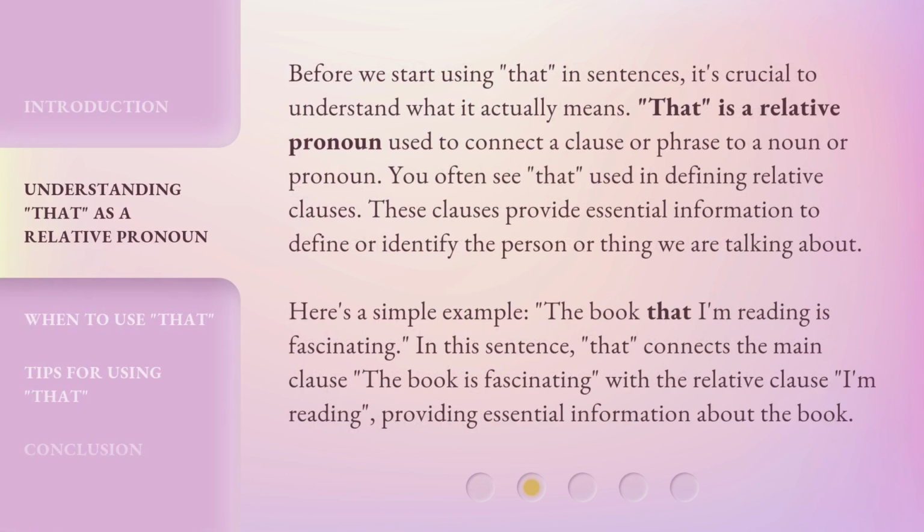Before we start using that in sentences, it's crucial to understand what it actually means. That is a relative pronoun used to connect a clause or phrase to a noun or pronoun. You often see that used in defining relative clauses. These clauses provide essential information to define or identify the person or thing we are talking about. Here's a simple example. The book that I'm reading is fascinating. In this sentence, that connects the main clause, the book is fascinating, with the relative clause, I'm reading, providing essential information about the book.